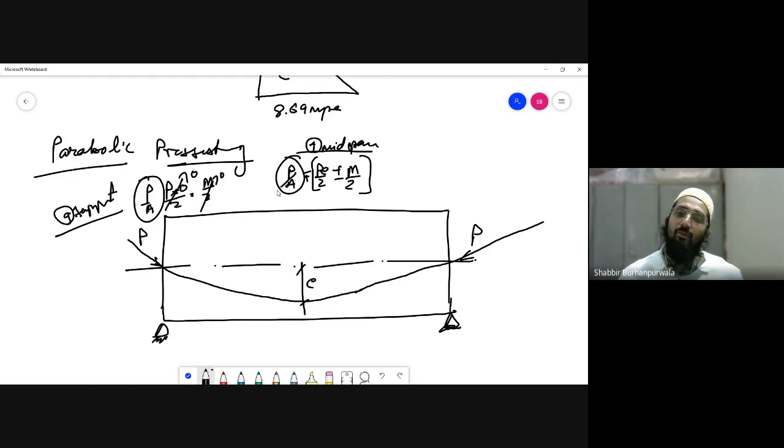Now this cable profile, when I say parabolic cable profile, it means that it matches your loading. Okay. There is also another word for such kind of pre-stressing. Okay. Can anyone tell me what is that word?